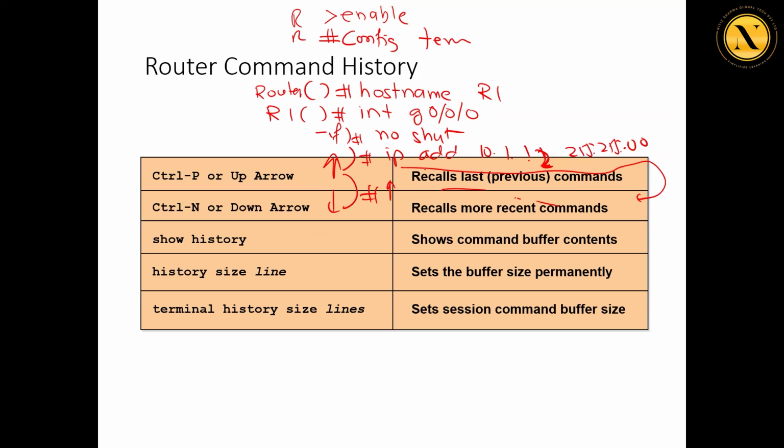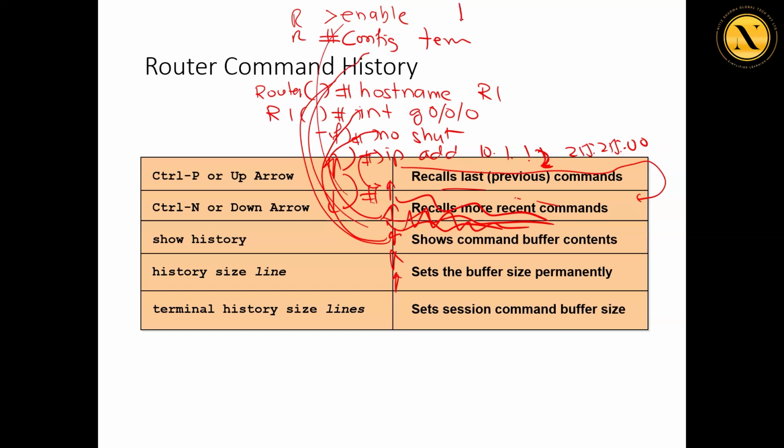So now if I keep on pressing up arrow here, what will happen? First up arrow means this command will come. Again, once more up arrow means this command will come. Again, once more up arrow means this command will come here, right? Again, up arrow means hostname R1 will come here. Got it? Again, up arrow means config T will come here. Again, up arrow means enable will come here. Again, up arrow, nothing goes up.